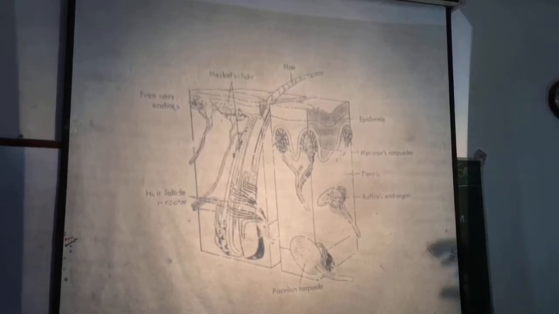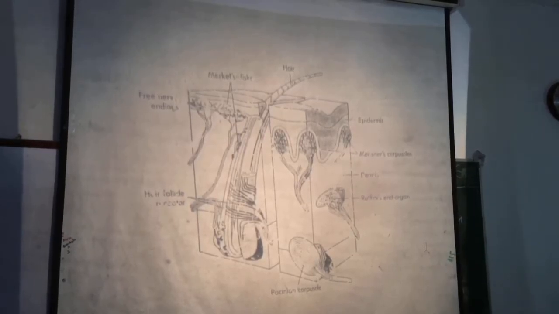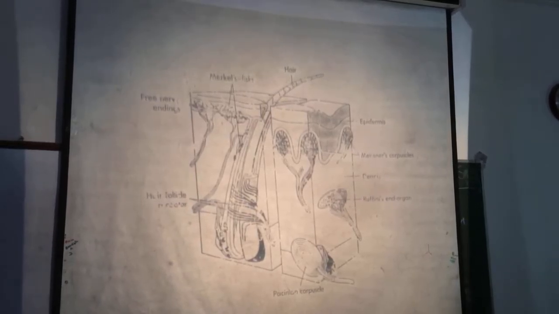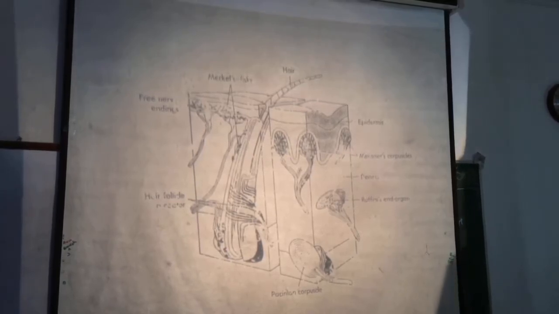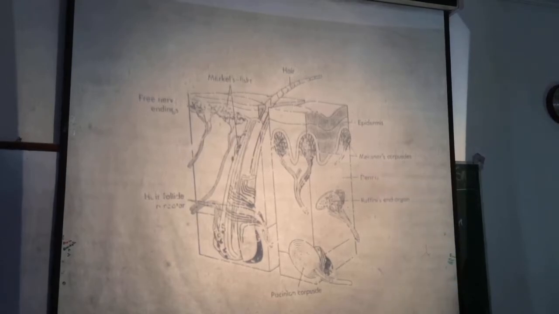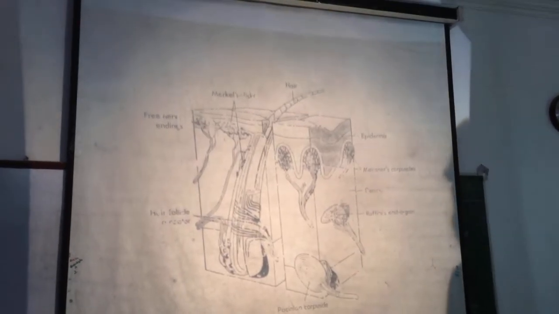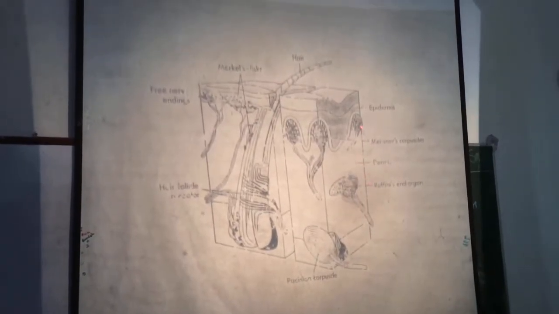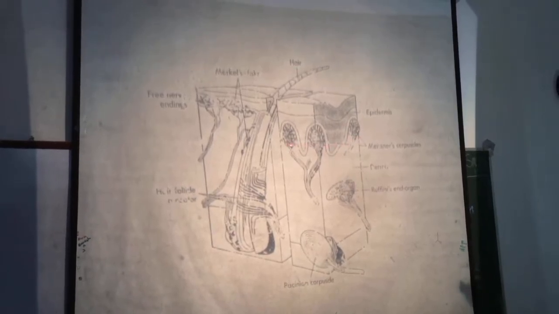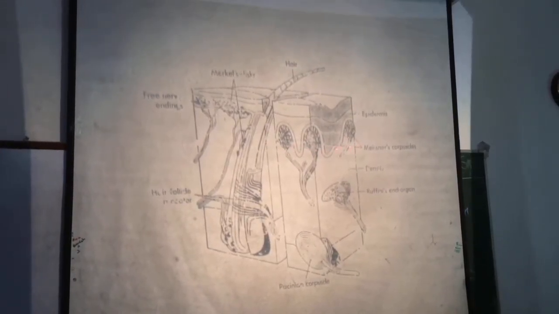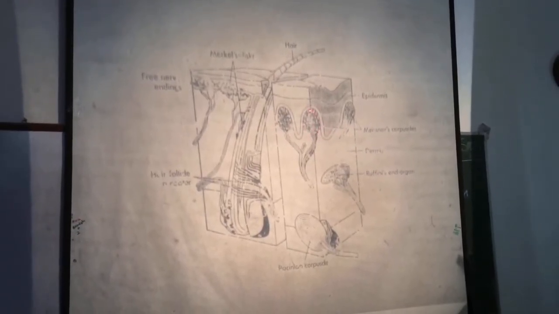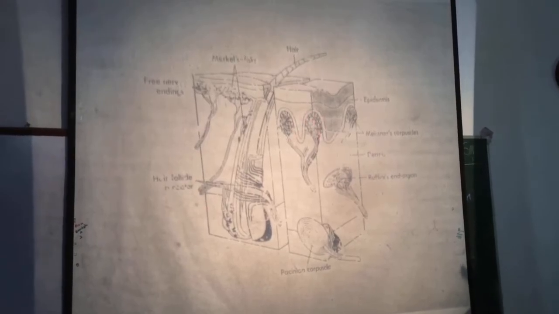So these are the receptors which are non-encapsulated. I told you about the free nerve endings, Merkel discs, and then hair follicle receptors. Now I discuss some receptors which are encapsulated, with capsule. And first of these is Meissner's corpuscles. Meissner's corpuscles are present in the dermal papillae.